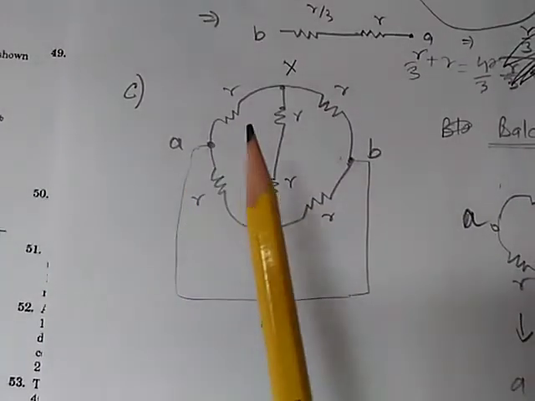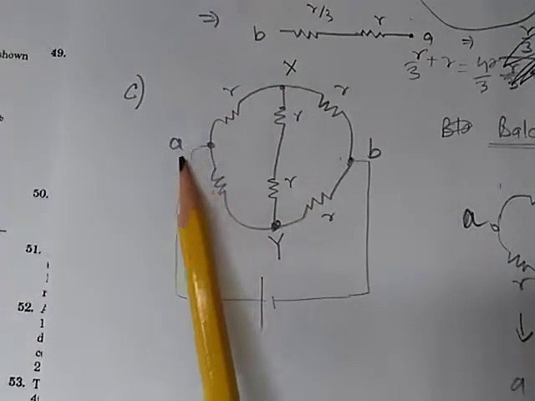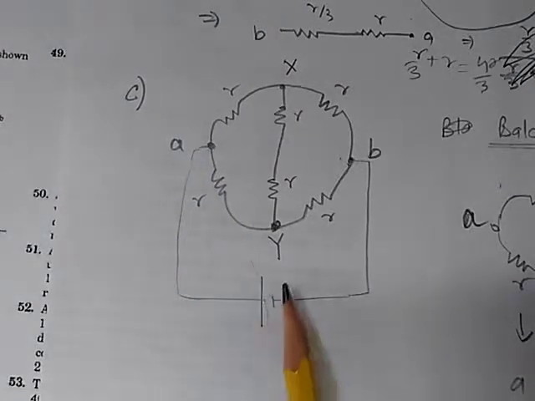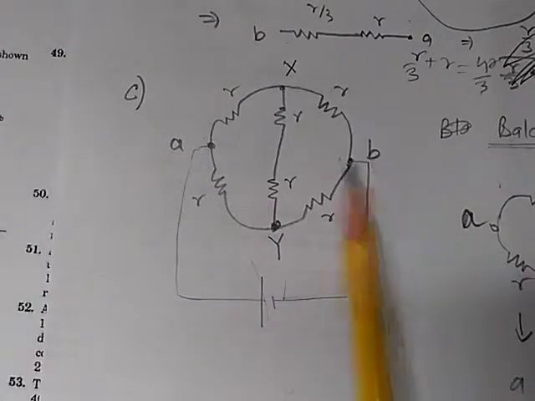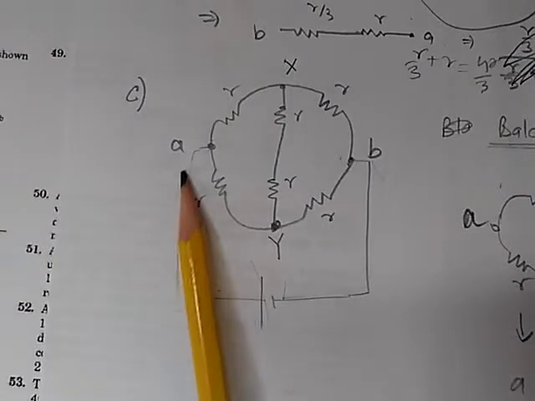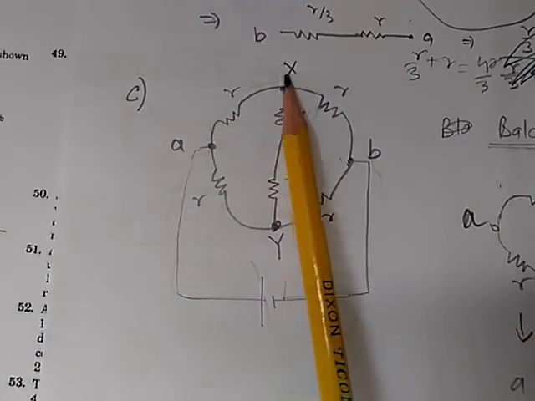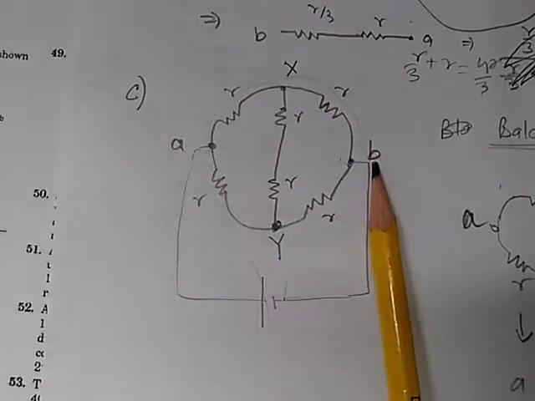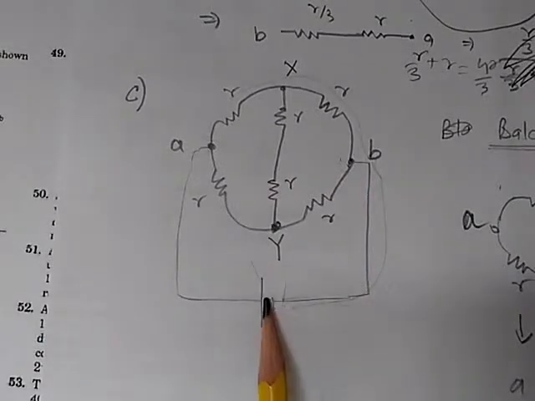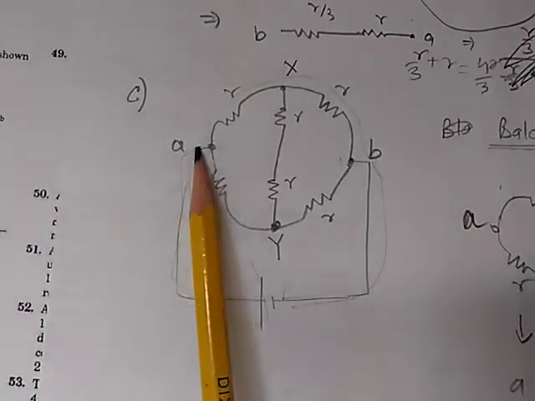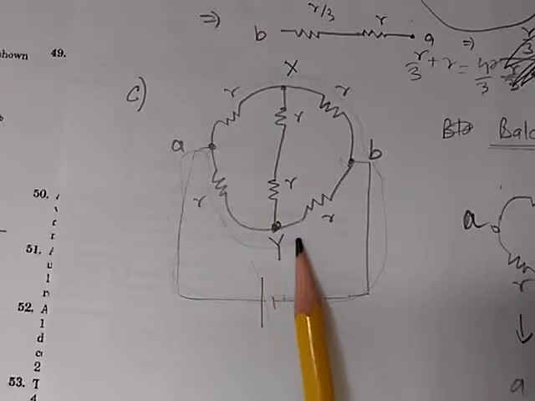Let's assume that we have a voltmeter connected on this point. What happens is that the current flows from here, goes through this branch and returns through this branch like this. And the current can also flow from here to here, the lower branch, and can return through this.